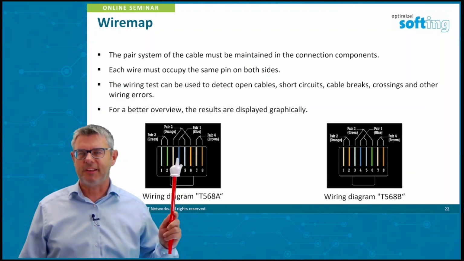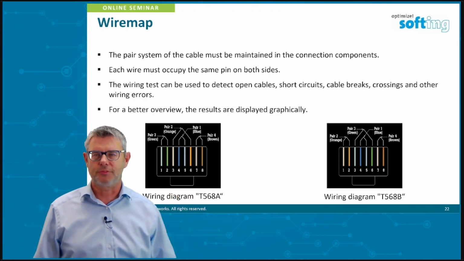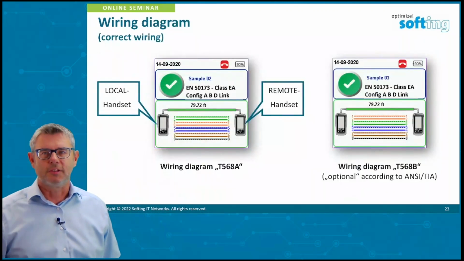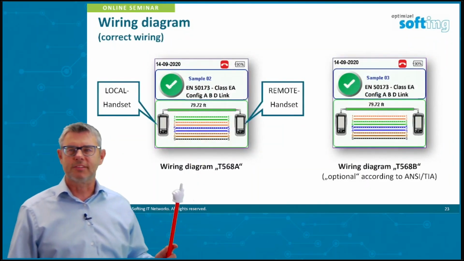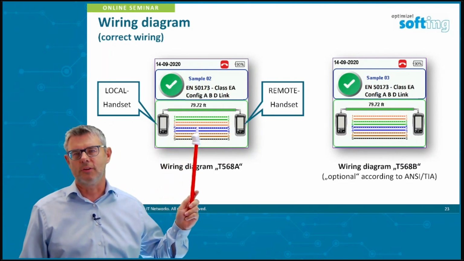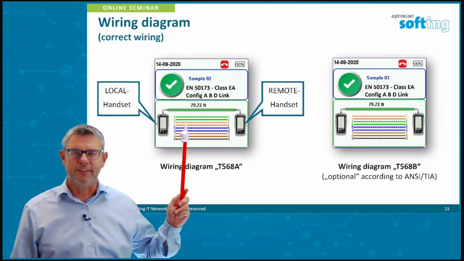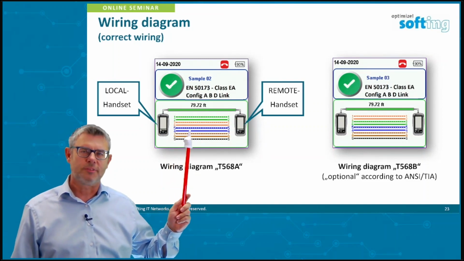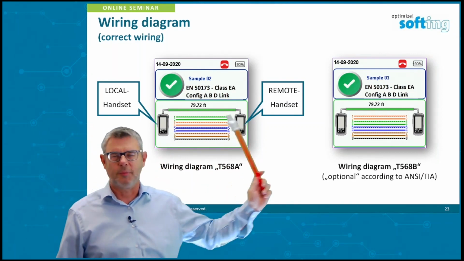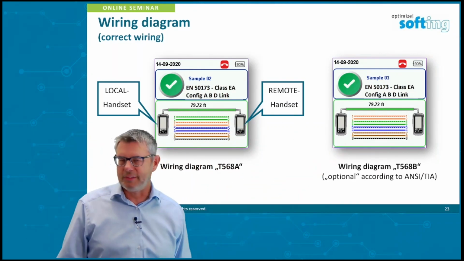Okay, so basically we started with wire map, and we can have these two different kinds of wire map, the A and the B scheme. How is the instrument talking to me about this? So here are the different schemes. Here is the A scheme, where the green one is on 1 and 2, and the orange one is on 3 and 6. 4, 5, the blue one, is always the same, and 7, 8, the brown one, is also the same pair. Okay, now the same in B, wiring diagram B.